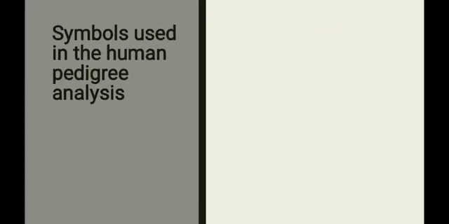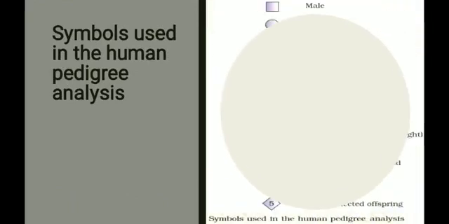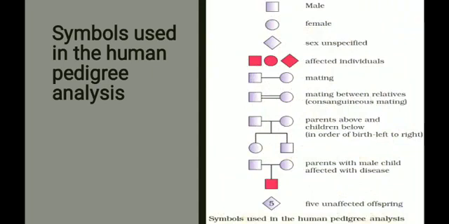These are the symbols which are used in human pedigree analysis. Just go through it. See, the first one is a male and the second one is a female symbol. The third one is sex unspecified. The next is affected individuals, that is a shaded one. Here it is marked in red color.